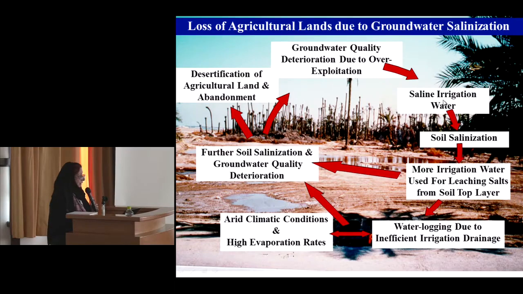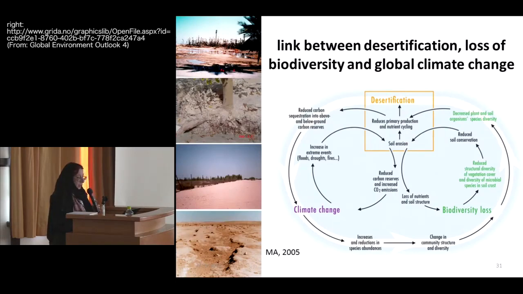So wherever you irrigate with saline water, you are salinizing your soil, and in order to get rid of this salinity, you need to irrigate more to leach it, and maybe it causes waterlogging. Then with the evaporation increase, you are all the time degrading your groundwater, and at the same time you are increasing the desertification.